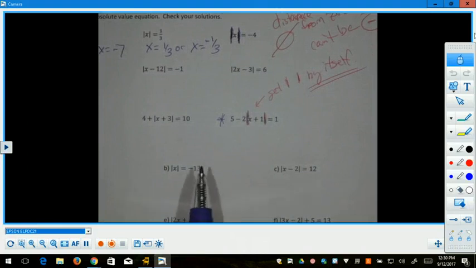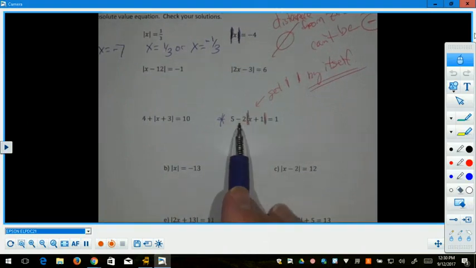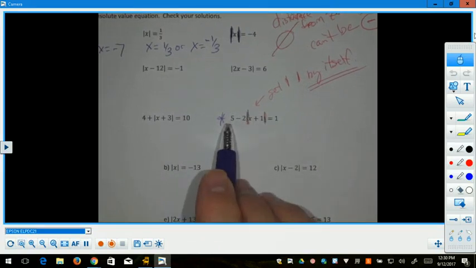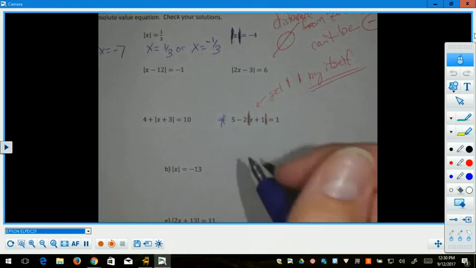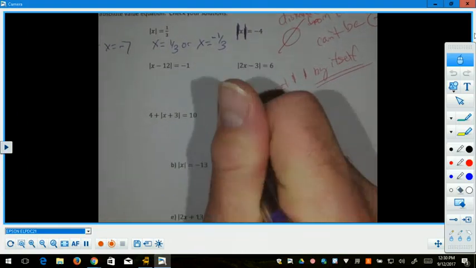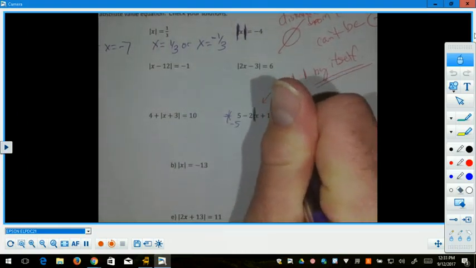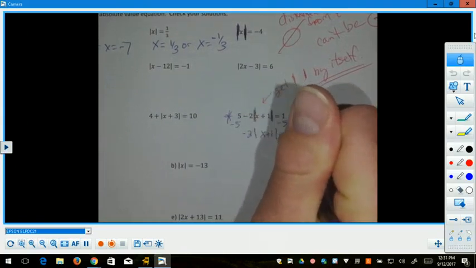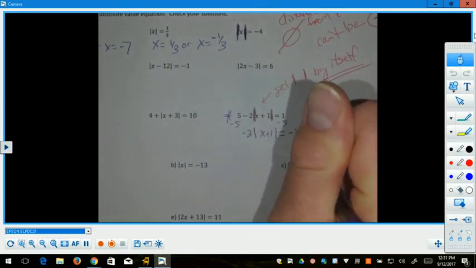Now, some of you might have wanted to distribute. Why? What operation is between the -2 and the absolute value symbol? Multiplication. And then there's an addition here, right? So we have to get rid of addition first. This is like treating this as 5 minus 2x equals 1. I'm going to subtract 5 from both sides. This will give me negative 2 times the absolute value of x plus 1 equals negative 4.